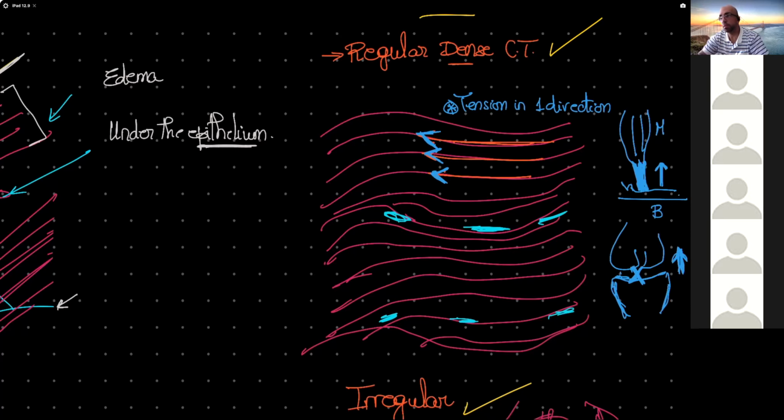It's holding them together. So where do I have dense regular connective tissue? Remember, it allows tension in one direction only because it has a regular pattern of arrangement. And where do I need to allow tension in one direction only? Tendons and the ligaments between the bones.